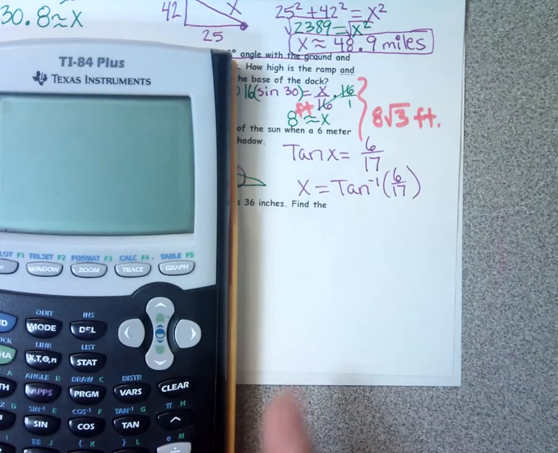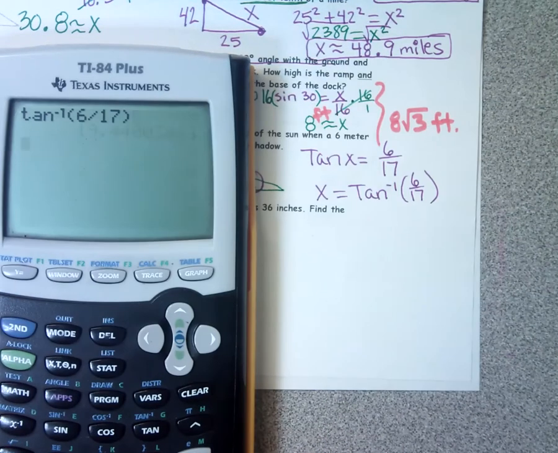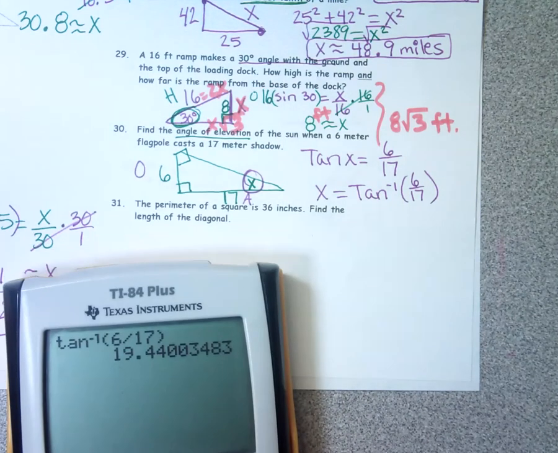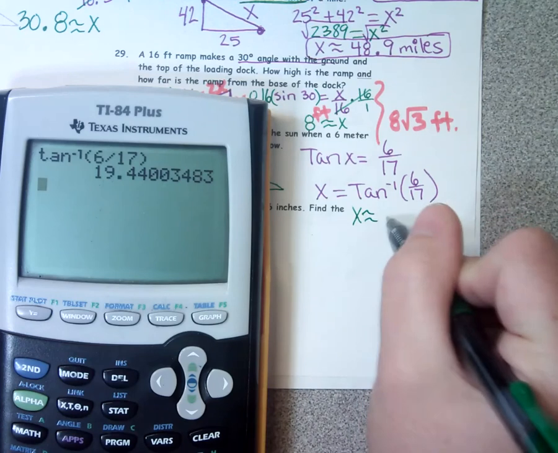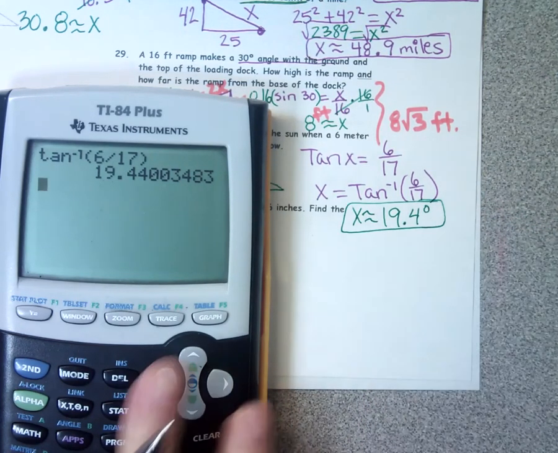Calculator time. So inverse tangent of 6 over 17, and that makes 19.4, and what's it say? It doesn't tell me what to round to, so I'll just go ahead and round to the nearest tenths. 19.4, and I'm going to put degrees because we're finding an angle here.